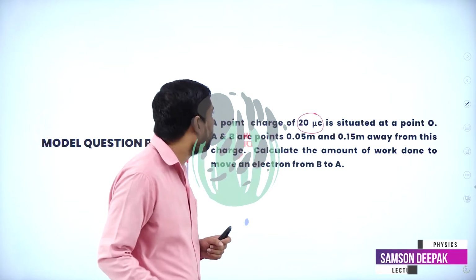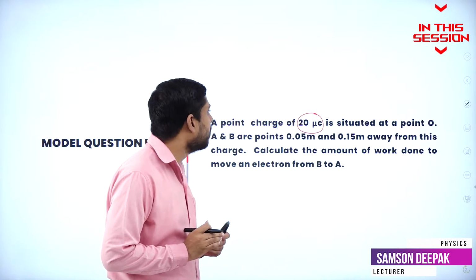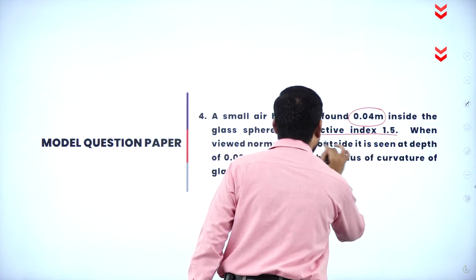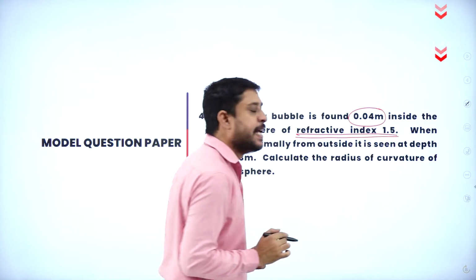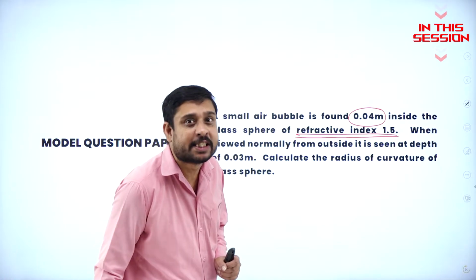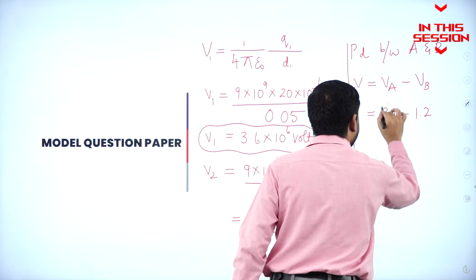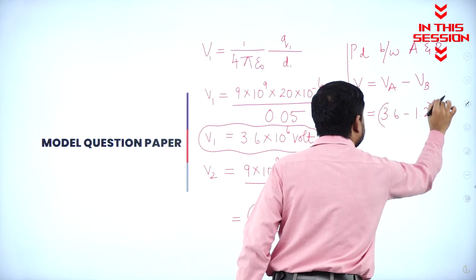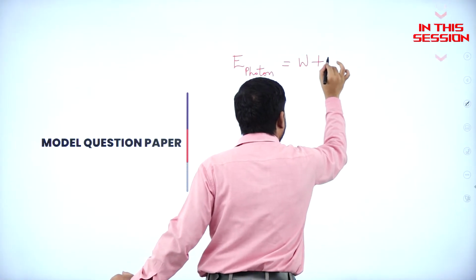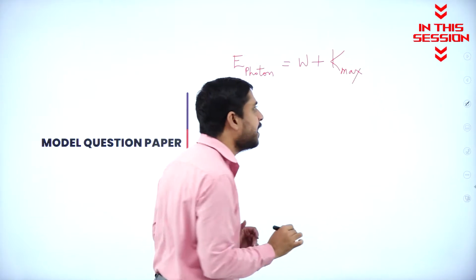There is a point charge of 20 microcoulomb whose refractive index is 1.5. Interesting optics problem. 3.6 minus 1.2 into 10 power 6 is work function plus maximum kinetic energy.